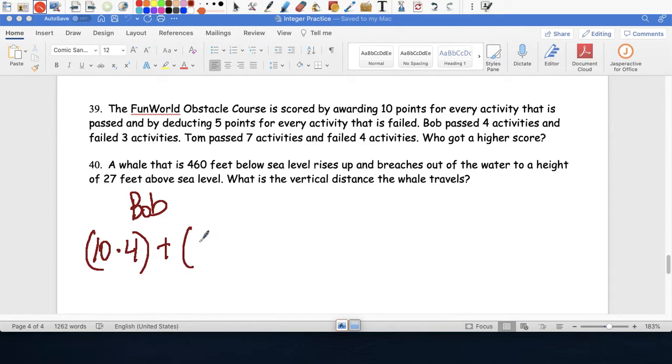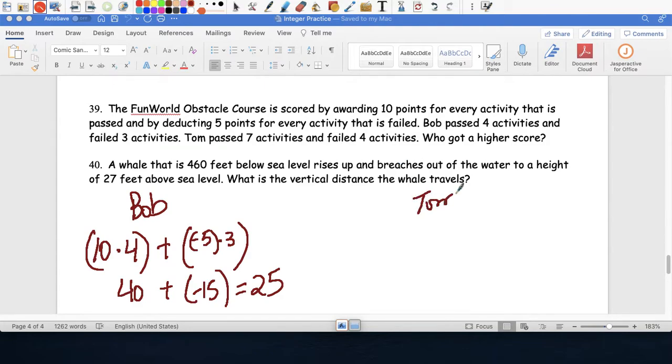So we're going to add. Let's find out how many. It'd be negative 5 every time you lost, right? Times 3. So that is what we're going to use to find out how many points Bob got. So Bob got 40 for passing, plus, and he failed 3. 3 times 5 is negative 15. So at the end, he had 25 points.